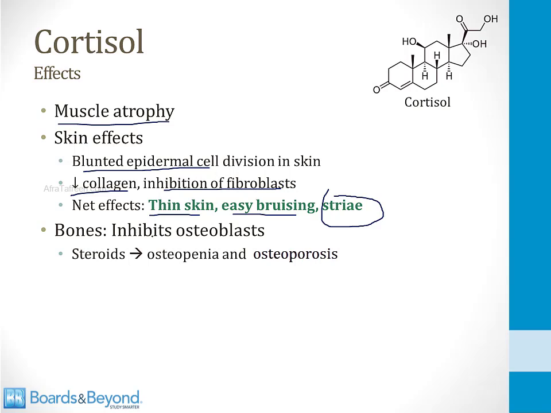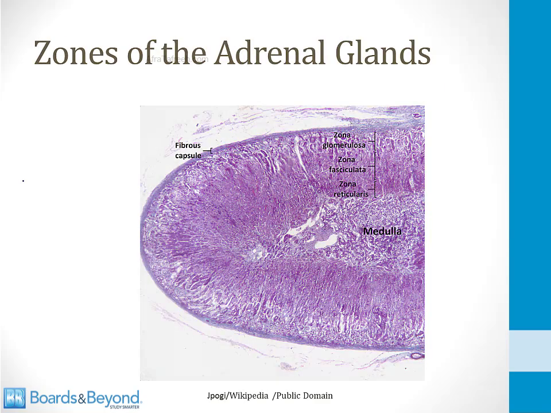And in the bones, cortisol inhibits osteoblasts, and this means that patients who take steroids for long periods of time are vulnerable to osteopenia and osteoporosis, and fractures among patients on long-term steroids are a major clinical problem. Now that we've talked about the different classes of hormones synthesized by the adrenal cortex, we're going to discuss the biochemistry of exactly how those hormones are synthesized.